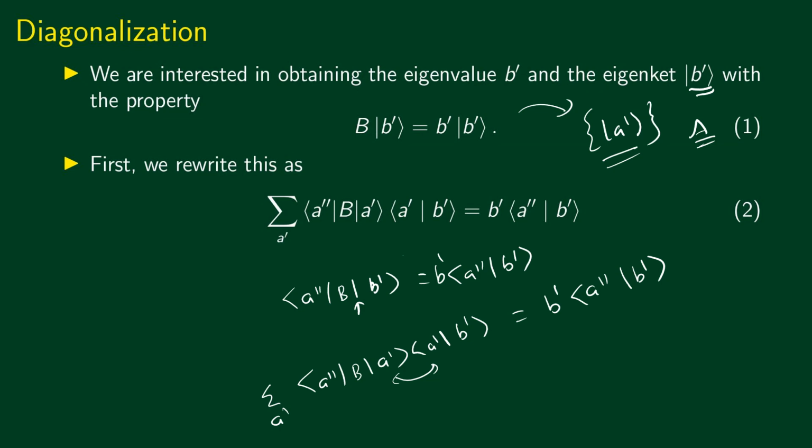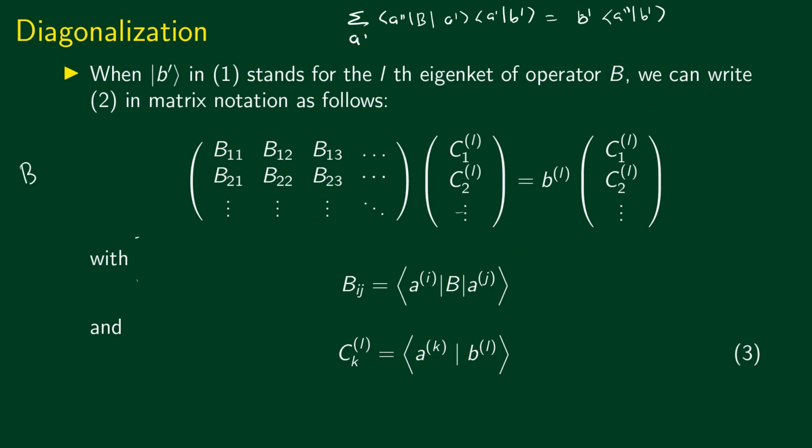If you look at the eigenvalue equation, B acting on ket B prime is equal to B prime multiplied by ket B prime. This equation is for one of the eigenkets of B. Let's say this is for the nth eigenket. We'll use this notation: B acting on ket BL, where BL is the nth eigenket, is equal to BL multiplied by ket BL.